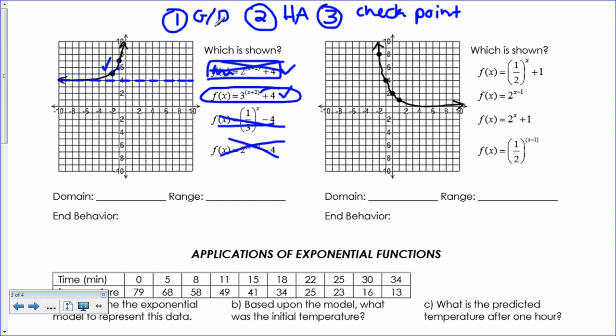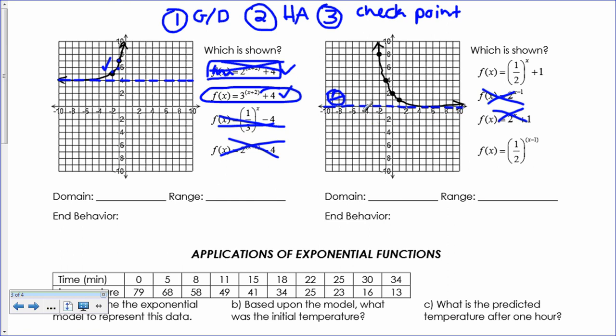So that's how you work through these options to figure out which is which. Again, over here, you start with the first lifeline. This one is falling, so that's a decay. So I'm going to get rid of the 2 growth situations. The second lifeline is talking about the horizontal asymptote. This one's horizontal asymptote is right here along the axis, so that's an asymptote of 0. So that means that you should have a k of 0, which means there shouldn't be a k.